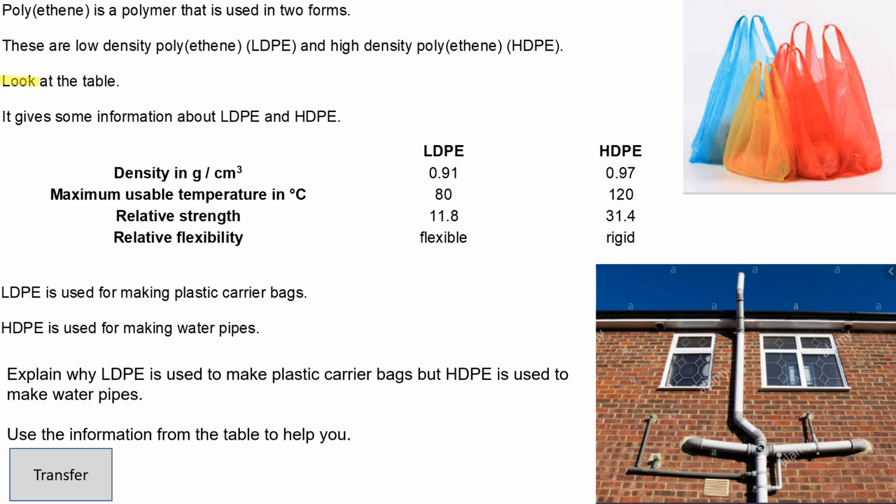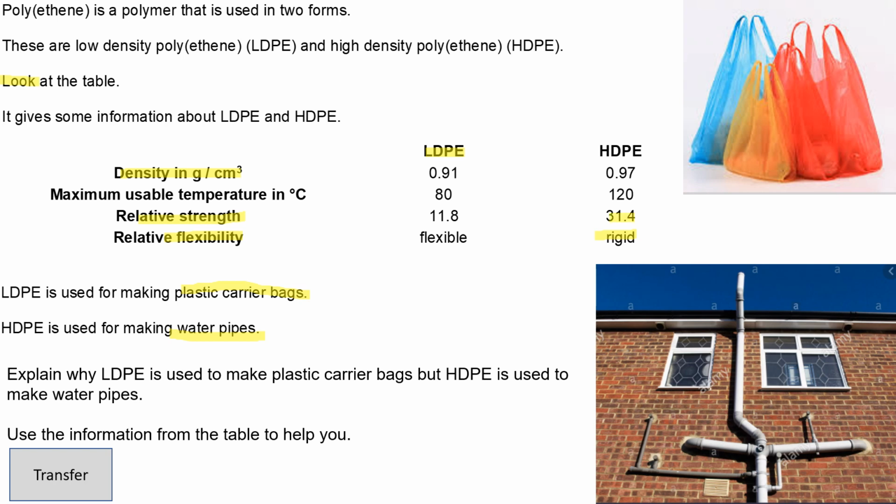It says LDPE is used for making plastic carrier bags. Okay, so this one here is the plastic carrier bags, and when I'm looking at it, I'm thinking, okay, it's not very dense, so it's not very heavy. It's pretty strong and it's flexible. Well, that's good for a plastic bag. And then the HDPE is used for making water pipes. And again here, I guess the rigidity is going to be important. It's strong and it's rigid.